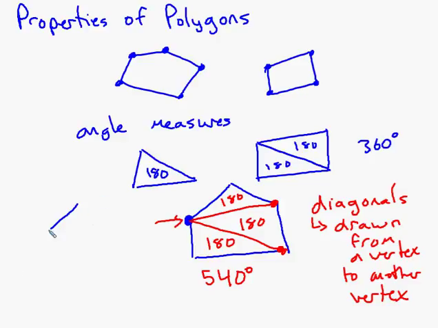Let's do one more. Let's do a heptagon, if I can even draw it. Here's a heptagon. What is a heptagon? A seven-sided shape. That's a heptagon.